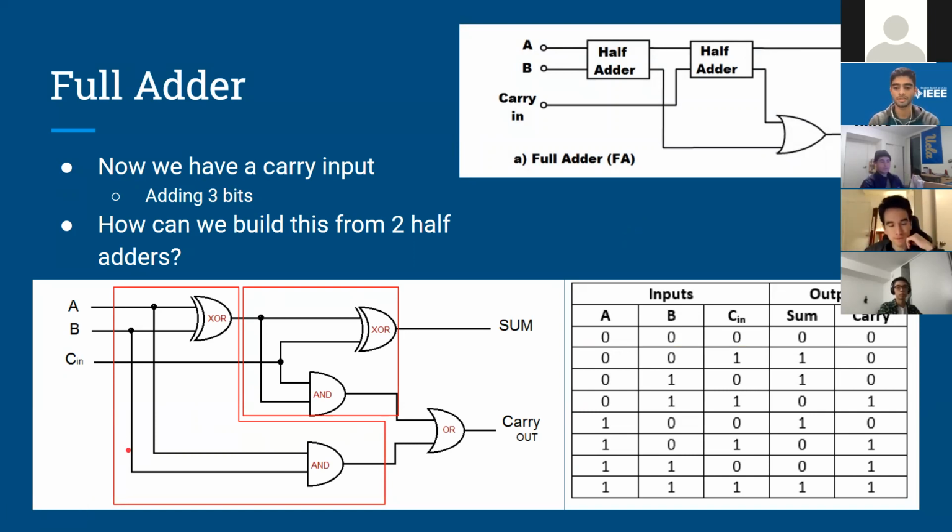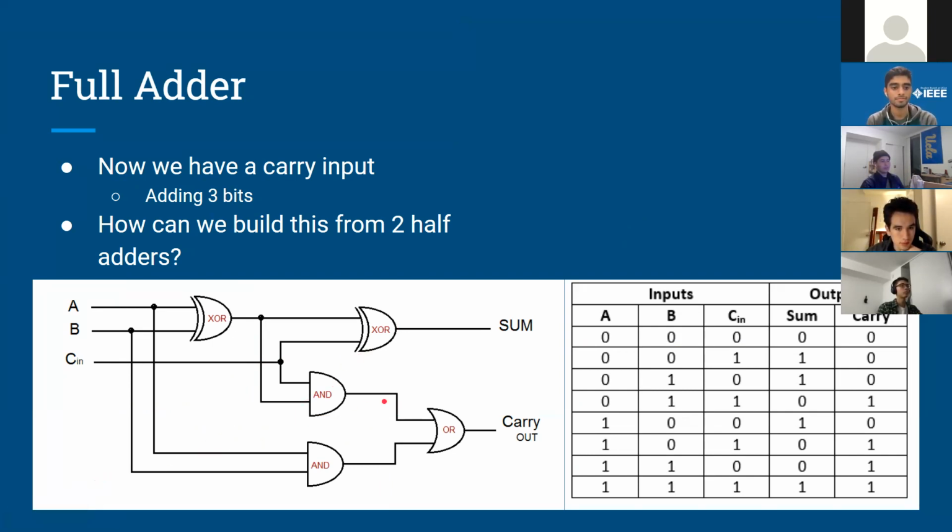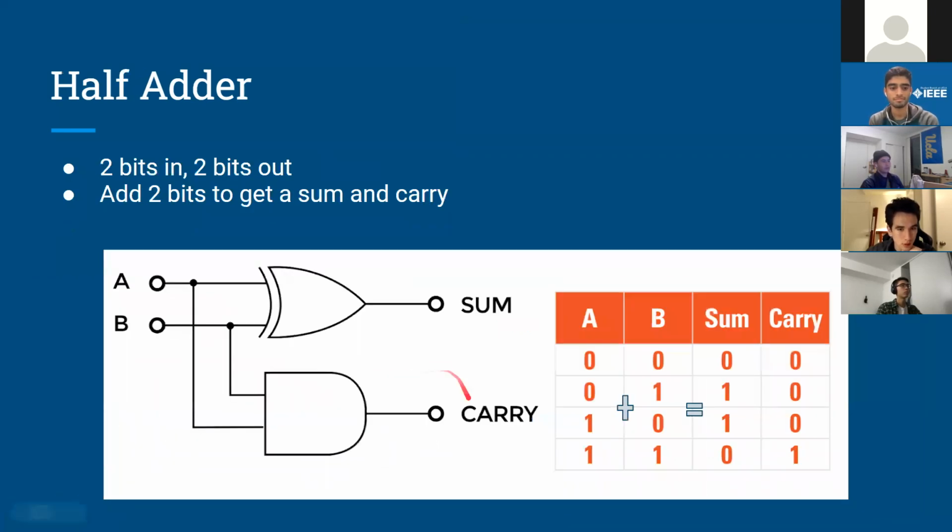Okay. Can anyone explain why we use an XOR and an AND in our half adder circuit? If you give a quick look at the table, does it make sense why you'd use an XOR and an AND gate?